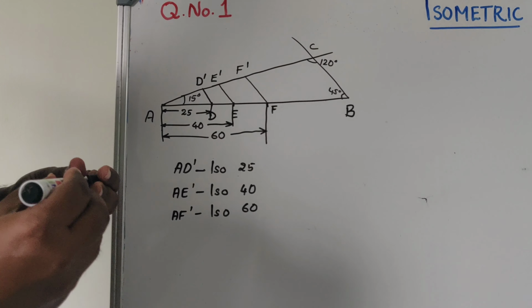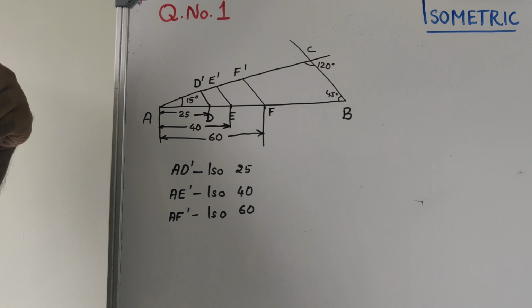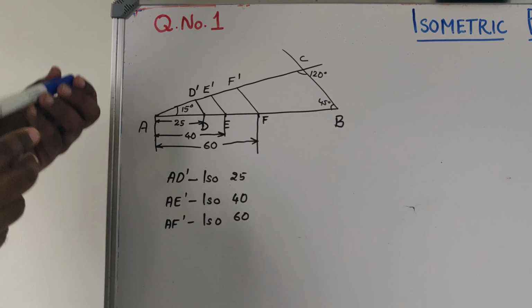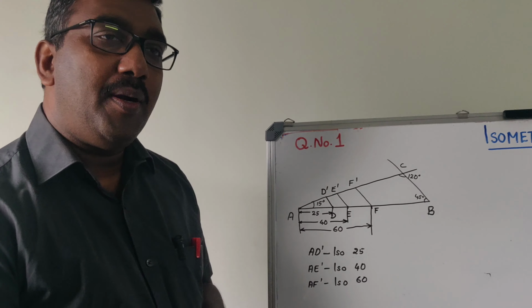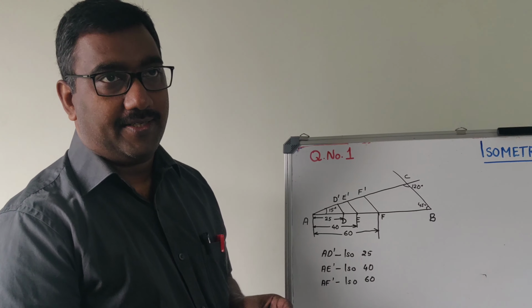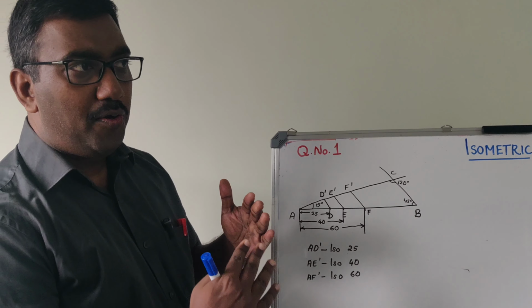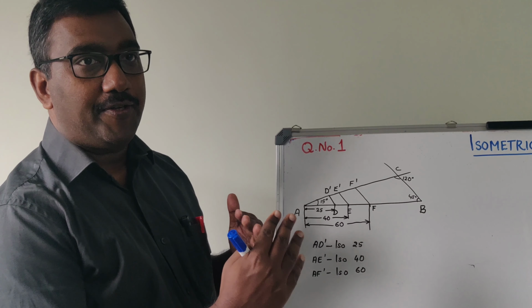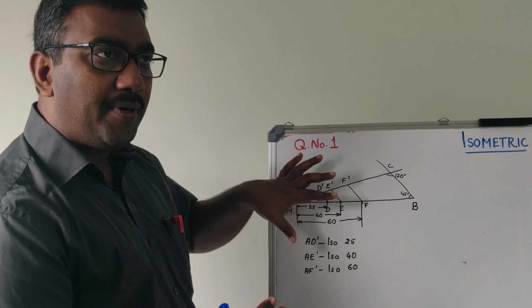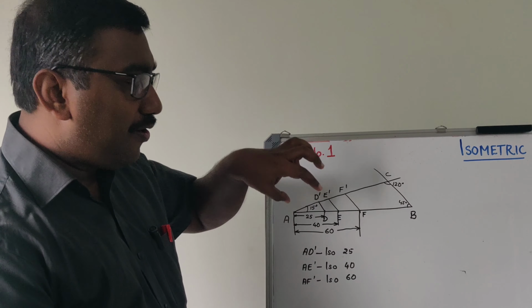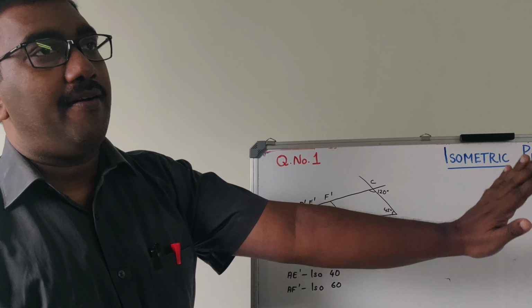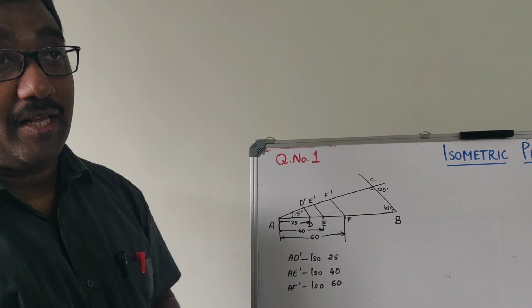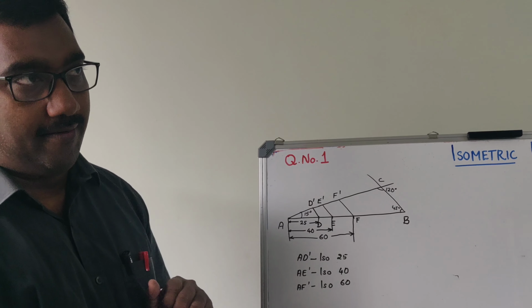Now we will try to draw the simple position initially. There are people who are drawing the simple position with actual dimensions. But in order to avoid a confusion, first you draw the isometric scale. From the scale, using those dimensions, you can draw the simple position. And then you can draw the isometric projection also. So that will be better.